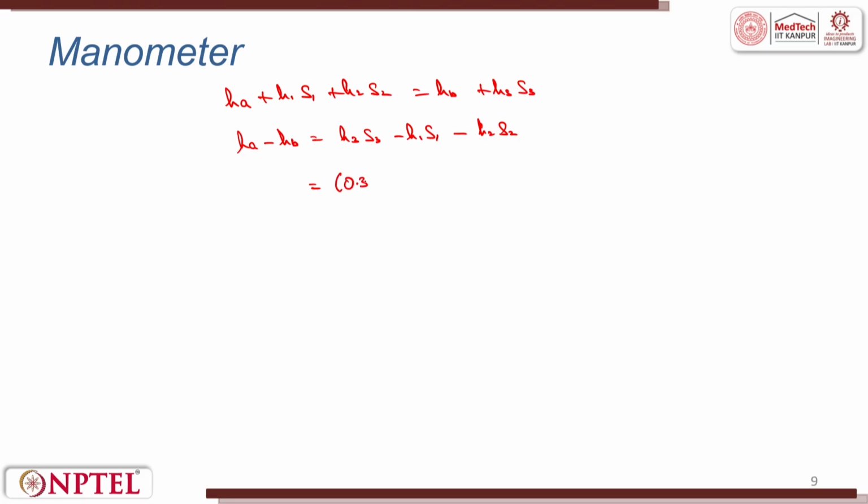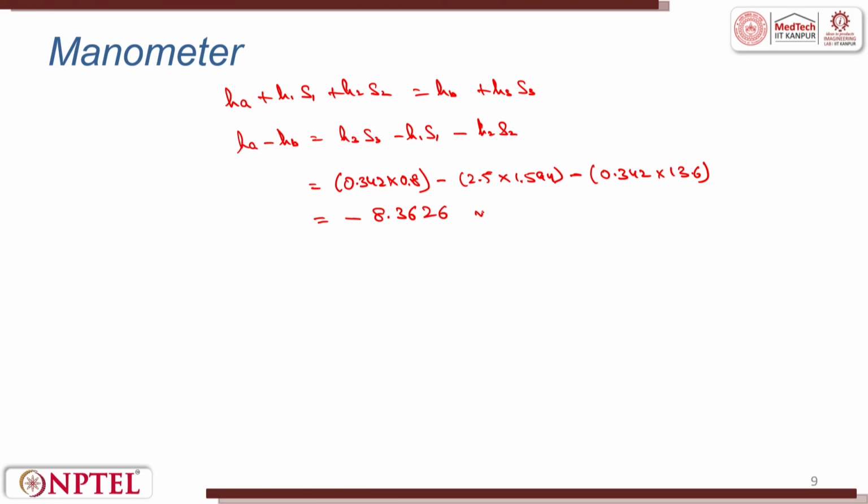So H3 is 0.342 into specific gravity of the given oil 0.8. H1S1 is for the carbon tetrachloride, which is 2.5 meters into its specific gravity 1.594 minus, that is for mercury, 0.342 is the pressure head difference into specific gravity of mercury, that is 13.6. So we got this value as minus 8.3626.